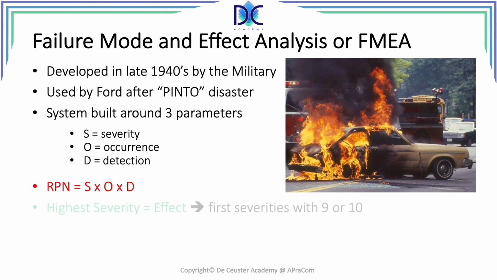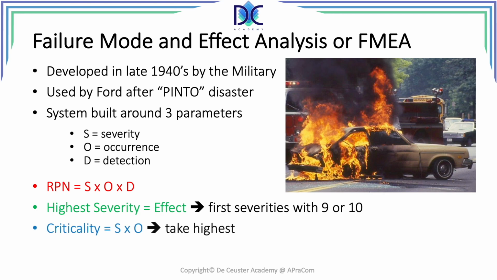Now, the first thing we're going to do is looking at the highest severity. This is the effect. And we look at severities with 9 or 10, and these are on the top of the list. Then we look at the criticality, and the criticality is the severity multiplied with the occurrence. It's like a probability with impact. And here we also take the highest values. And at the end, we look at the elements which have the higher RPN. So we have those three steps.